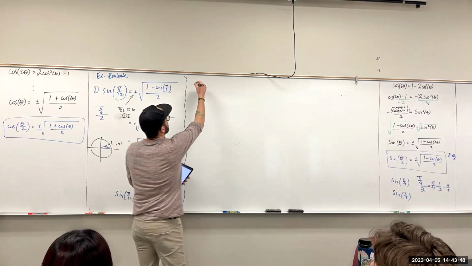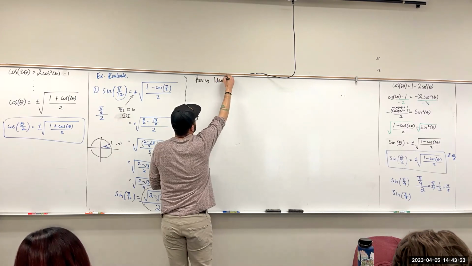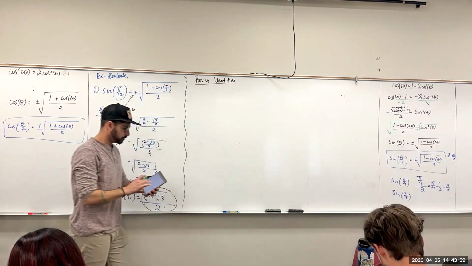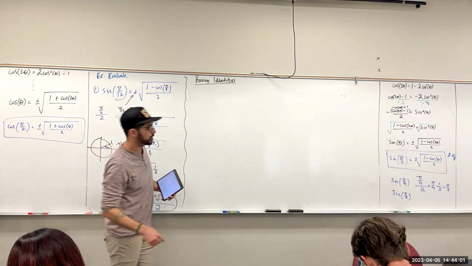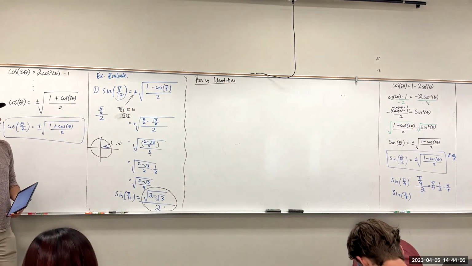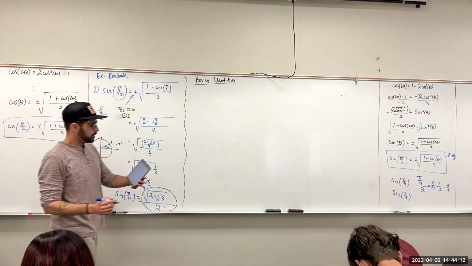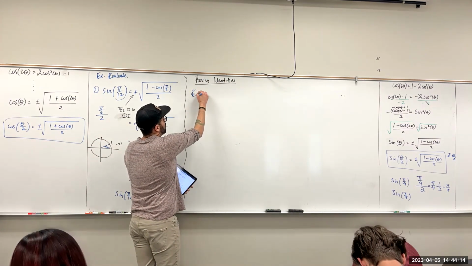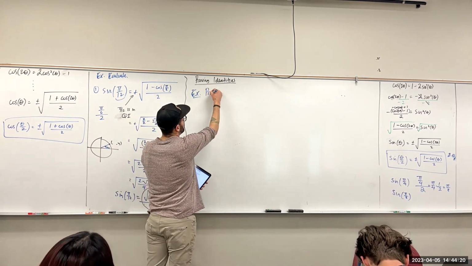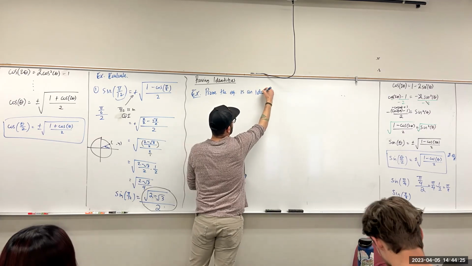All right, guys, so the last thing is again proving identities. Let's do a couple more. I'll do one, then I'll have you guys do one again. So prove the equation is an identity.